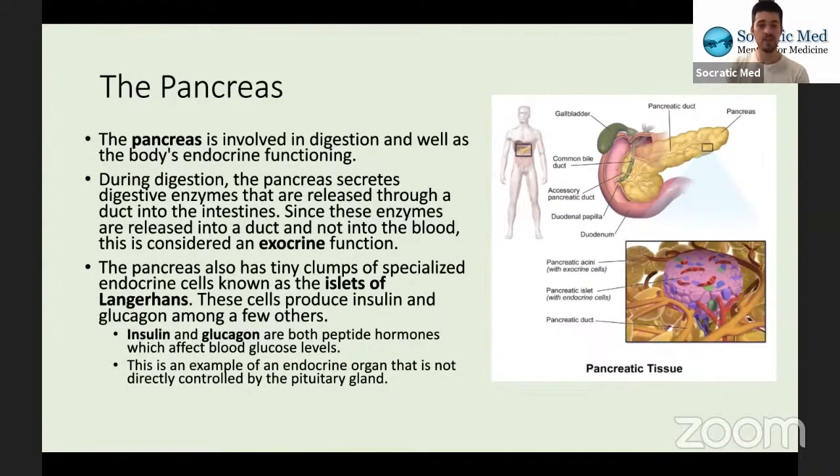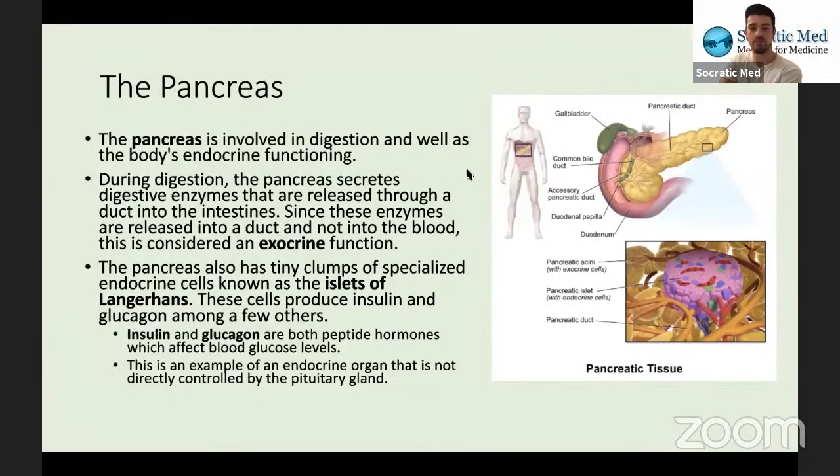This is an example of an endocrine organ that is not directly controlled by the pituitary gland. I just wanted to throw that in there to contrast it from the HPA axis, because the pituitary gland does have a lot of endocrine control over the body. But insulin and glucagon are controlled by a bunch of other factors: time of day, your circadian rhythm, the food that you intake in your stomach. Those are all factors that affect insulin and glucagon secretion.